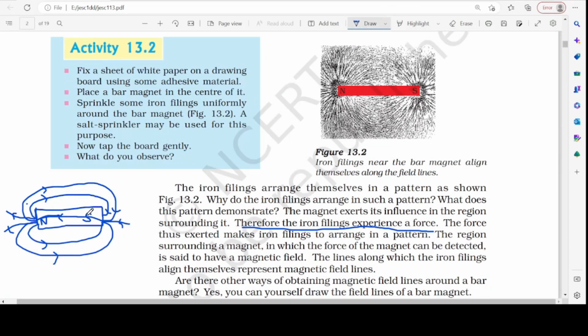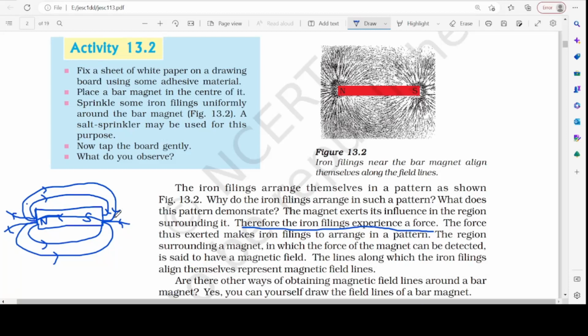I have drawn this diagram for you to see how the iron filings would arrange themselves around the bar magnet. So this is the pattern of how it would look. In this case, the magnetic field direction goes from north to south outside the bar magnet. Remember, this word is important. Outside the bar magnet, the magnetic field line direction is from north to south.